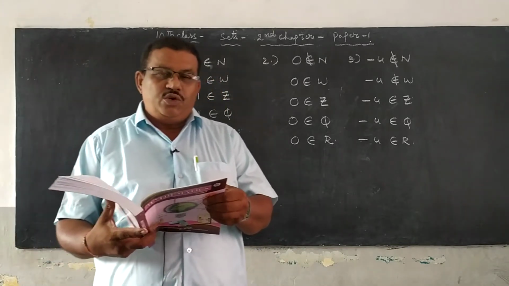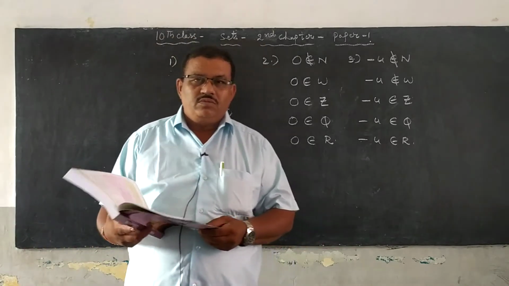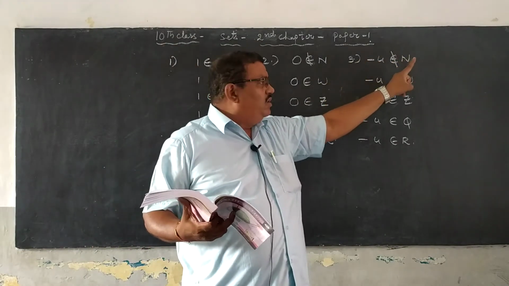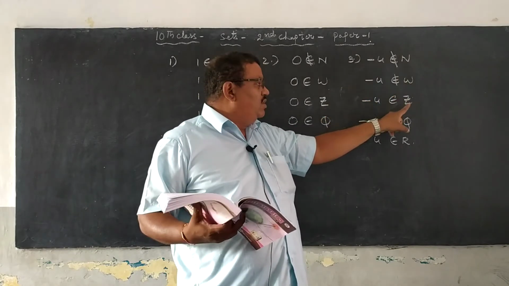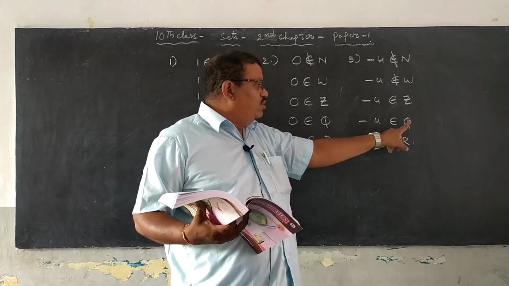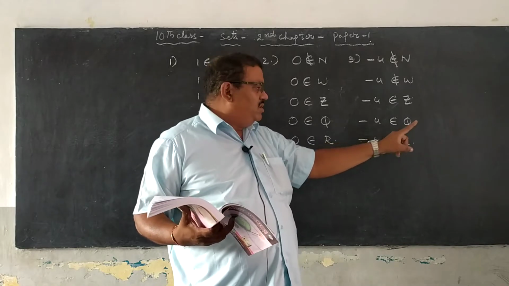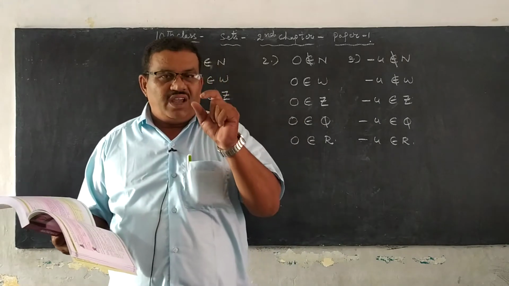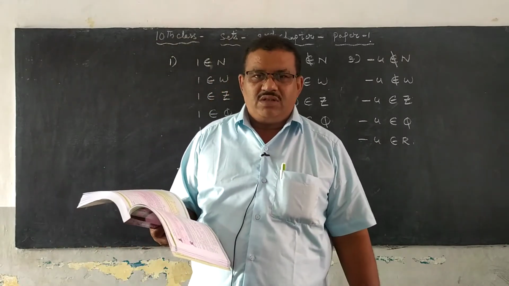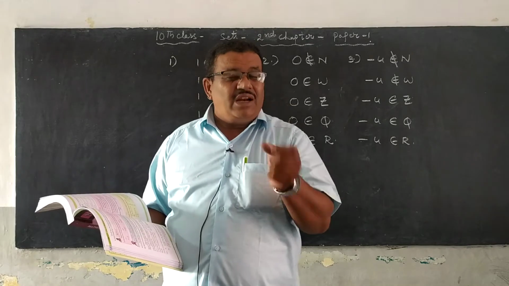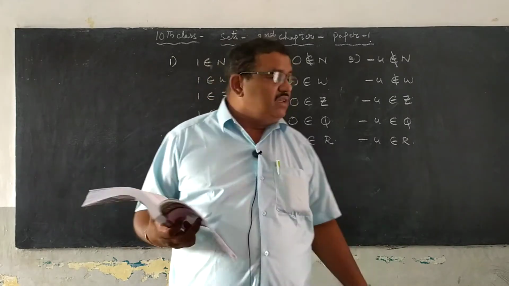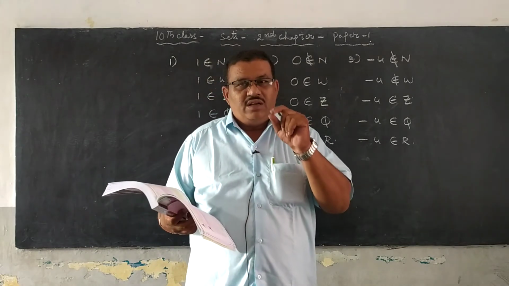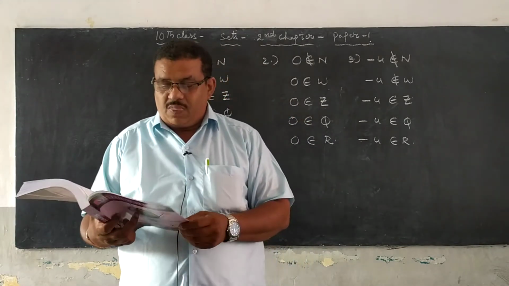Another question I have to tell you, root 2. Root 2 does not belong to the set of natural numbers. Root 2 does not belong to the set of whole numbers. Root 2 does not belong to integers. Root 2 does not belong to rational numbers. But root 2 belongs to real numbers because the union of rational and irrational numbers together is called real numbers. So root 2 belongs to irrational numbers, so root 2 belongs to the set of real numbers.